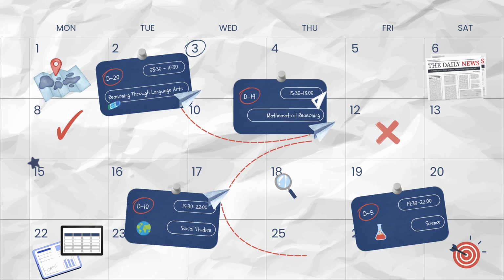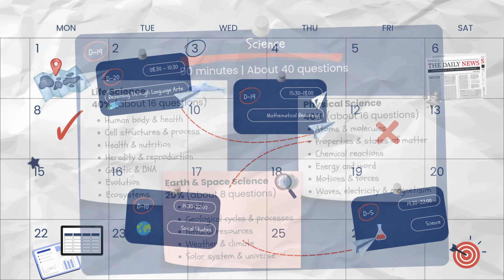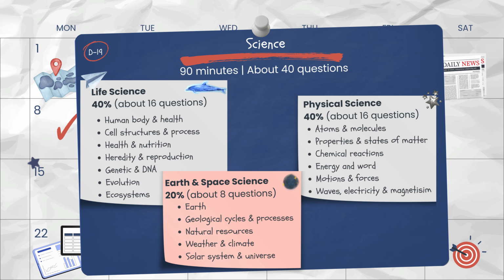Next, we'll move into the final subject of the GED, science, where you'll apply many of these same reasoning skills to scientific concepts and real-world problems. This section gives you 90 minutes to answer about 40 questions. The science test is divided into three main areas.